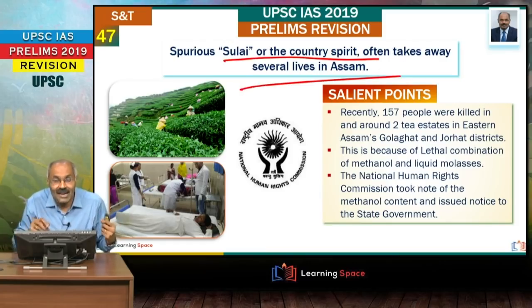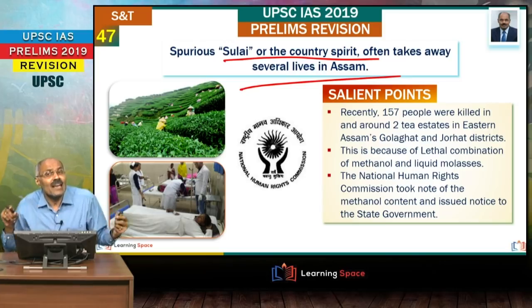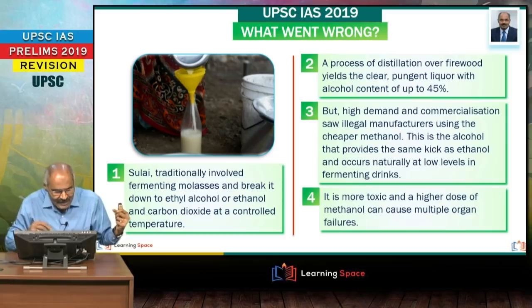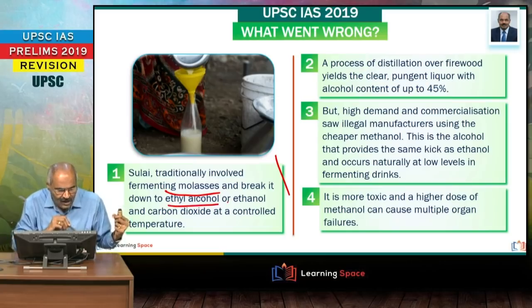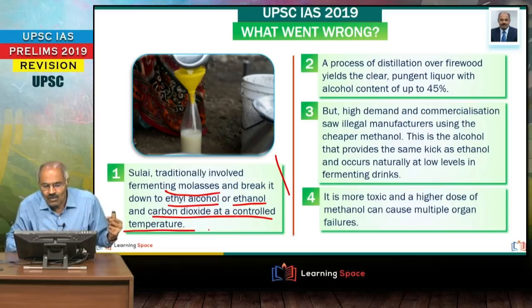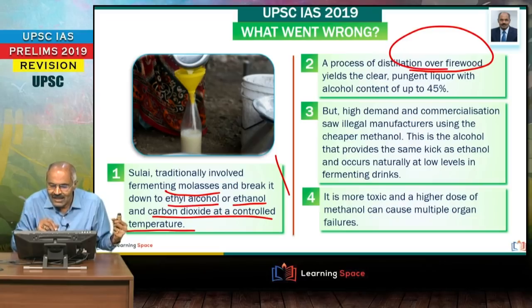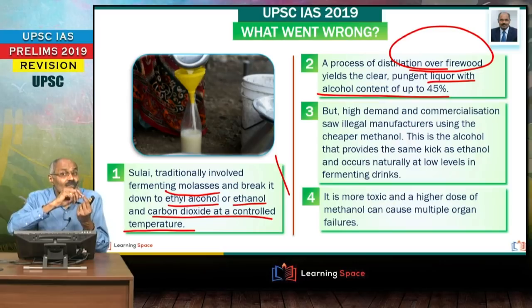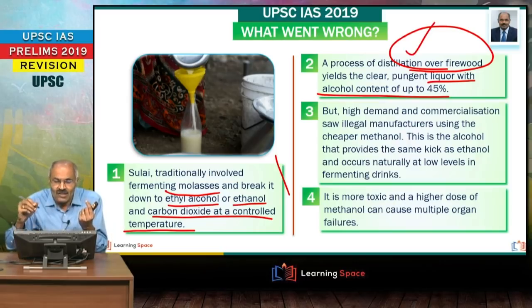Spurious Sulai, this is the country spirit, and it claimed lives recently in the tea gardens of Assam. In this context, 2-3 points are very important. How is this traditional Sulai prepared? Basically, it is prepared by fermenting molasses, which breaks down to ethyl alcohol or ethanol and carbon dioxide at a controlled temperature. Then a process of distillation over firewood gives this liquor with an alcohol content of up to 45%. So please don't forget, molasses is broken down through the process of distillation over firewood into this ethyl alcohol.